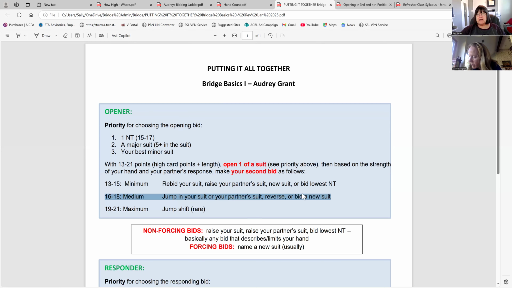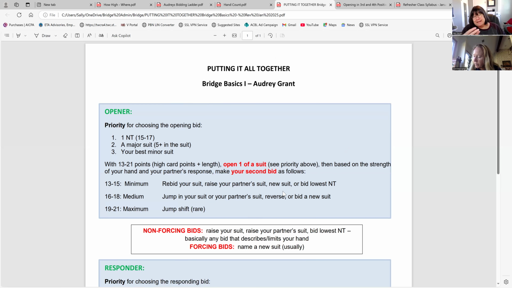So you'll see that bidding a new suit could mean a minimum hand. It could mean a medium hand. Because it could mean either thing, a new suit by the opener is not forcing, because it could be a minimum hand. So it's not forcing. Your partner can pass if you bid a second suit.